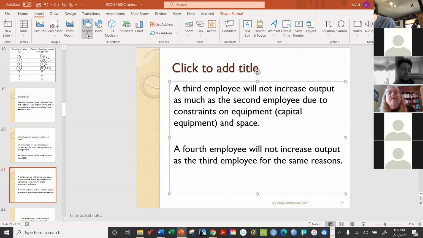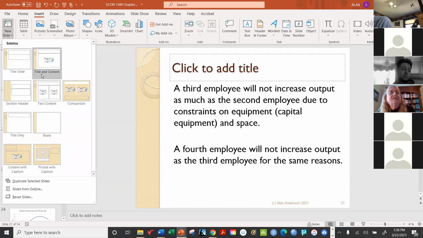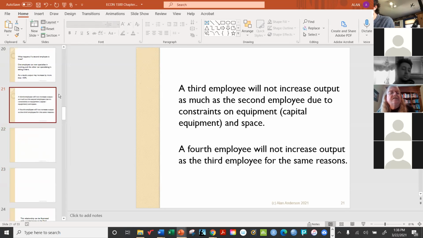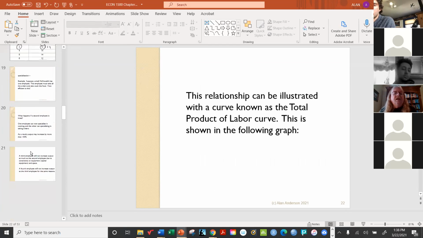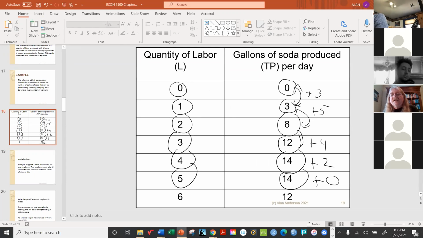Okay, and in fact, the problem is getting worse. You've got more people waiting to use the same equipment and less space. And so before you know it, in fact, let's look at our chart again and take a look at what's happening. The fourth employee adds only 2 more units of output. And then all of a sudden it gets to the point where we're so crowded, the fifth employee adds no extra output, and the sixth employee actually makes things worse. Oh my God. Well, now that's not what we wanted.